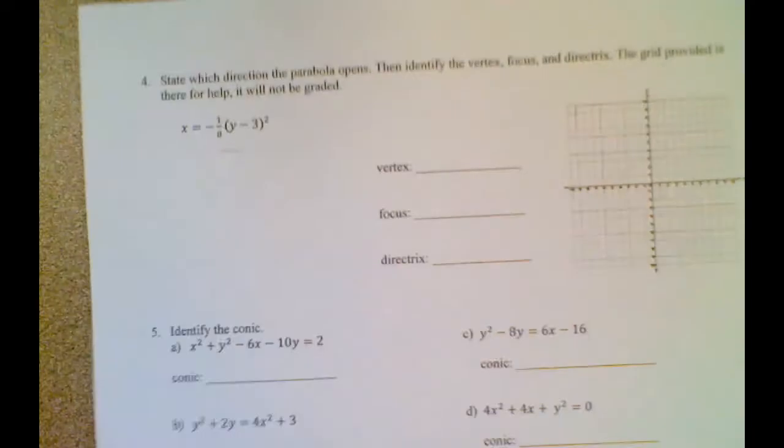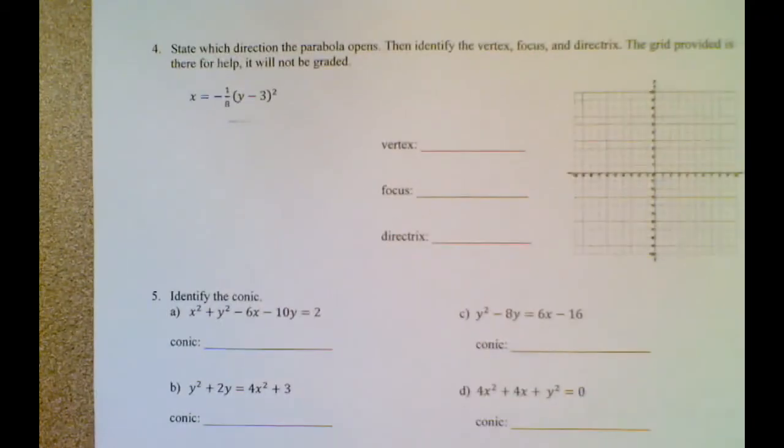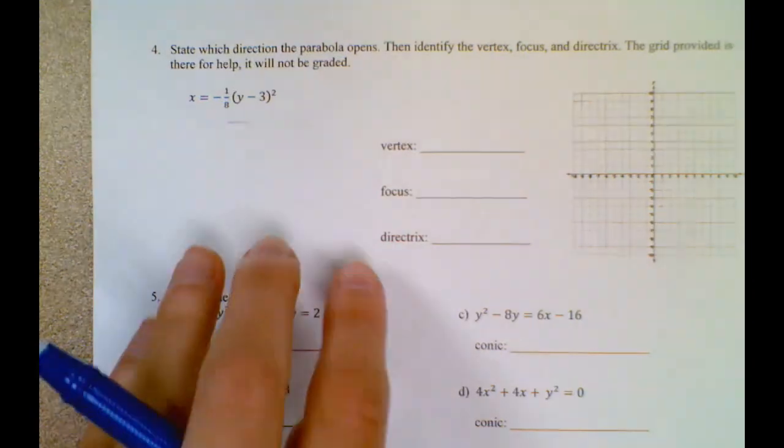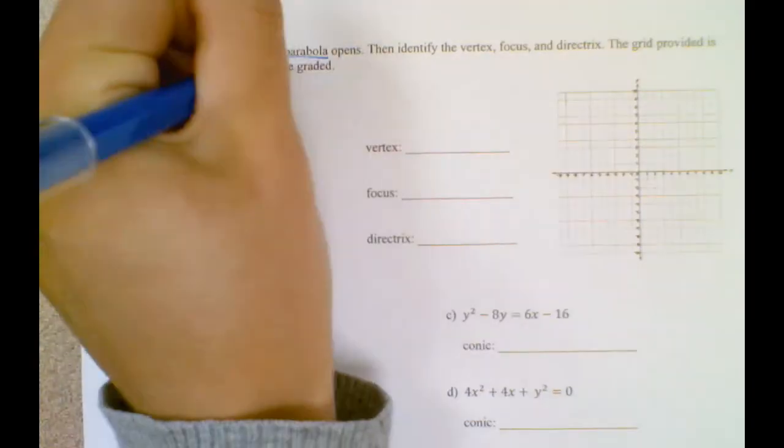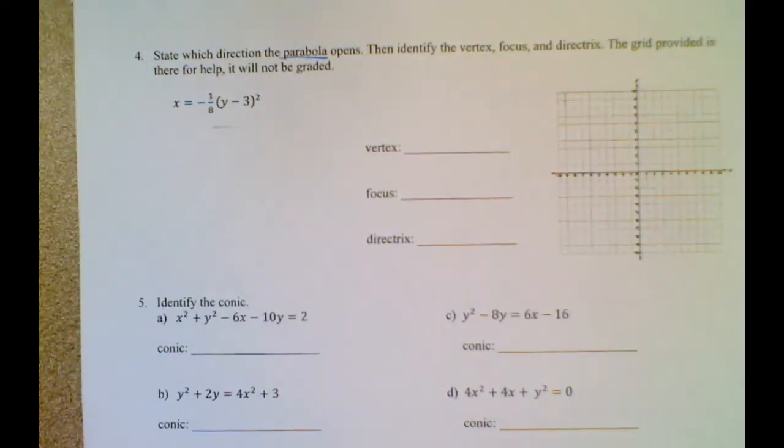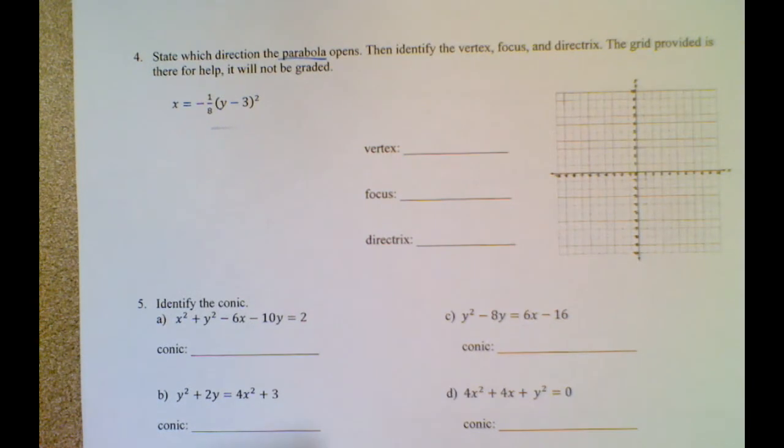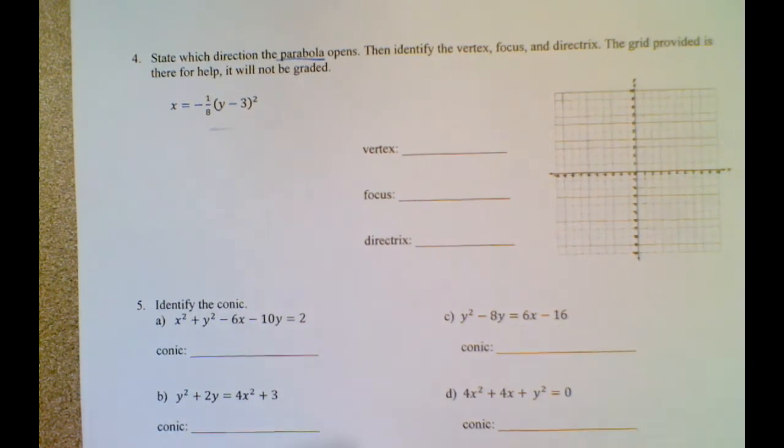Alrighty, on to the back side. Number 4. So we are going to state which direction the parabola opens. So again, we know we're dealing with the parabola still. Then we're going to identify the vertex, the focus, and the directrix. The grid provided is there for help. It will not be graded.